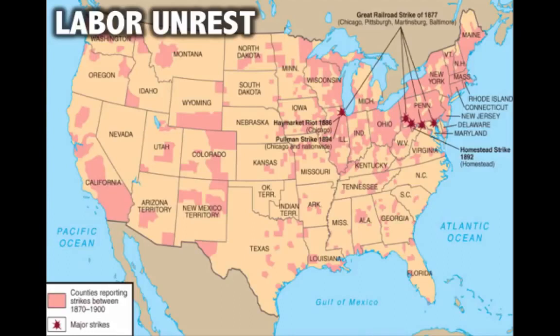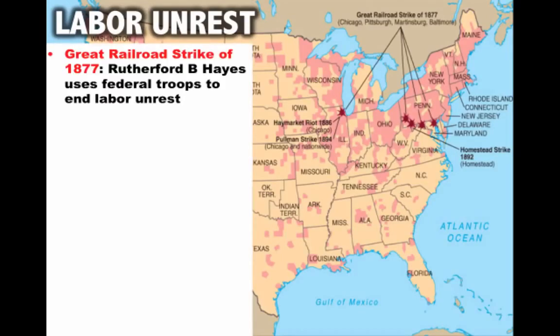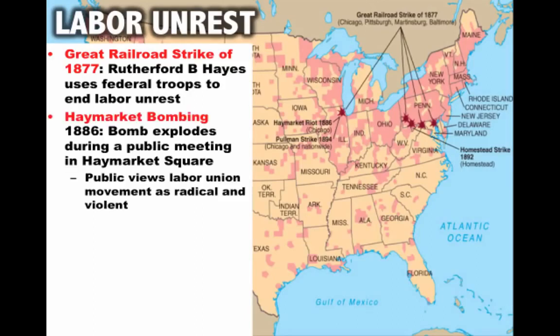There's going to be a lot of examples of labor unrest throughout the country, and you're going to see that on this map, all those areas in pink. There were some sort of strikes happening, and some major ones you should know about for APUSH. The Great Railroad Strike of 1877. Rutherford B. Hayes eventually sends in the federal troops to end the labor unrest.